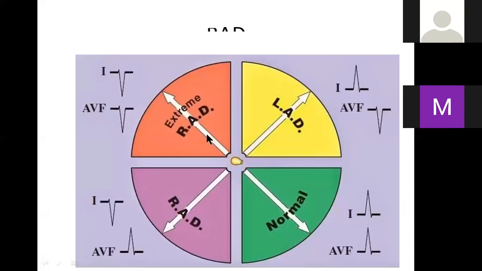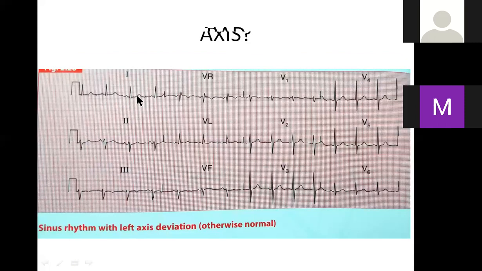This is the same thing. What is the axis, friends, in this ECG? Lead one thumb up, AVF down, left leaves, left axis deviation. One second diagnosis.